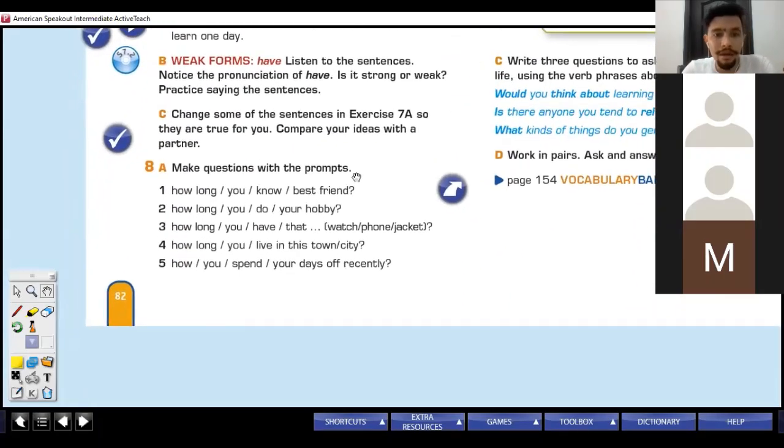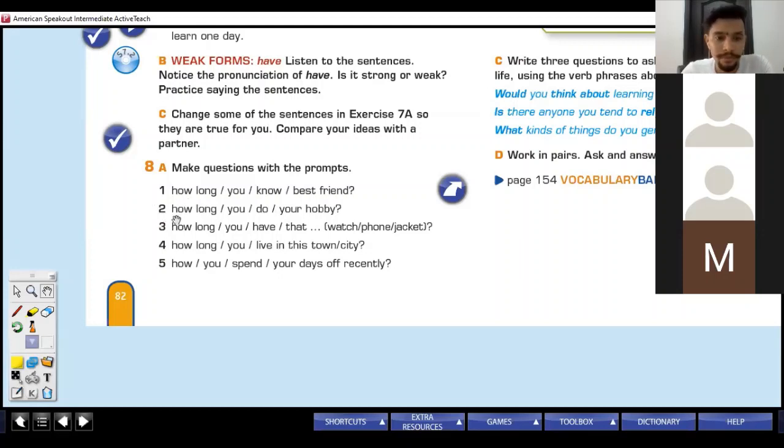All right, here now we have these question prompts. I want you to make questions out of this branch right here. Remember that you can use present perfect continuous or present perfect simple, depending on the type of verb that you see, and depending on the situation. So let's go with the first one. How would this question be?